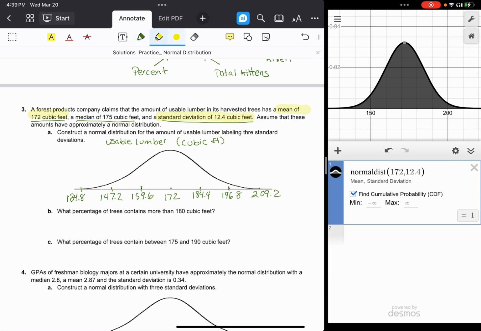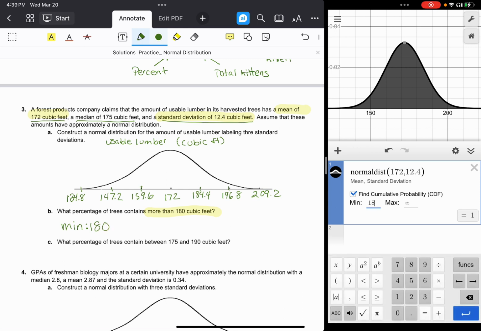All right, so we are asked what percentage of trees contain more than 180 cubic feet? So more than means that we're actually going to be putting that 180 in the min because we want everything above 180. And knowing that that's a little above 1 standard deviation, it should be less than 50%. And it is. It's only about 25.9%.